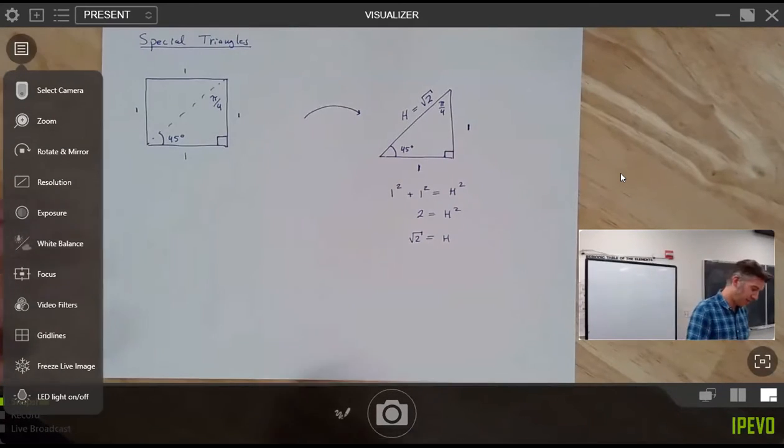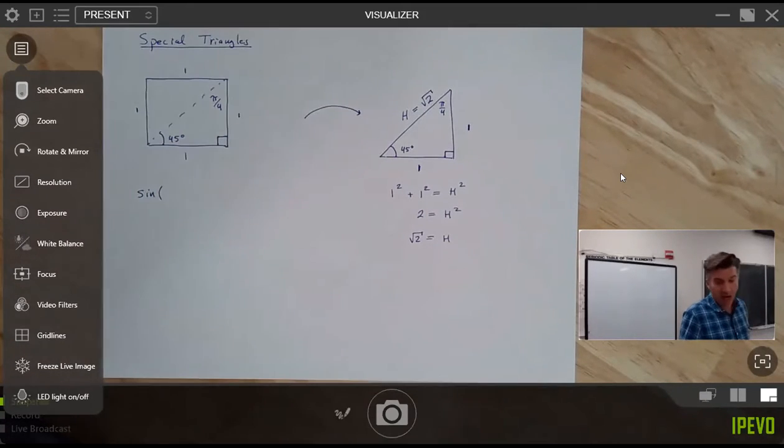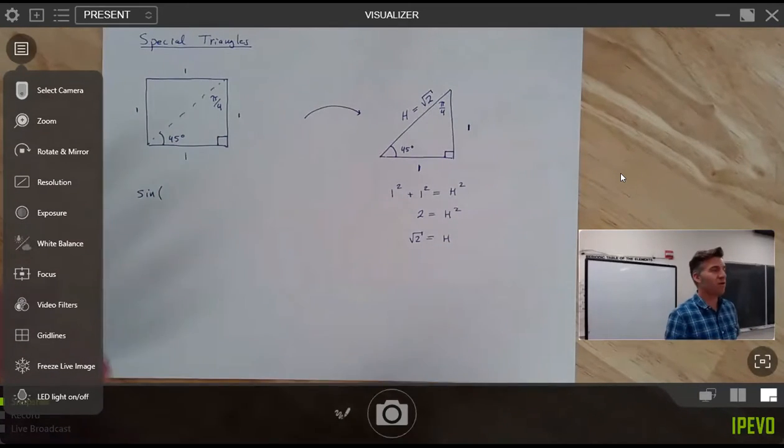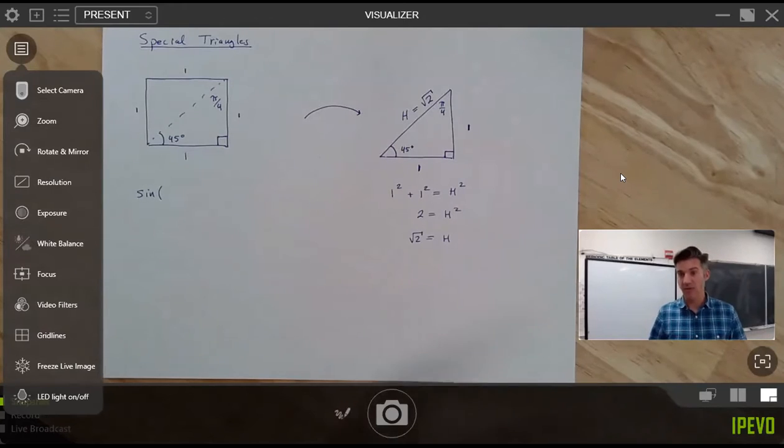So let's go ahead and do that. So sine of, I'm going to write pi over 4 because I will tell you, even though we will definitely use degrees and radians both, calculus works best in radians.